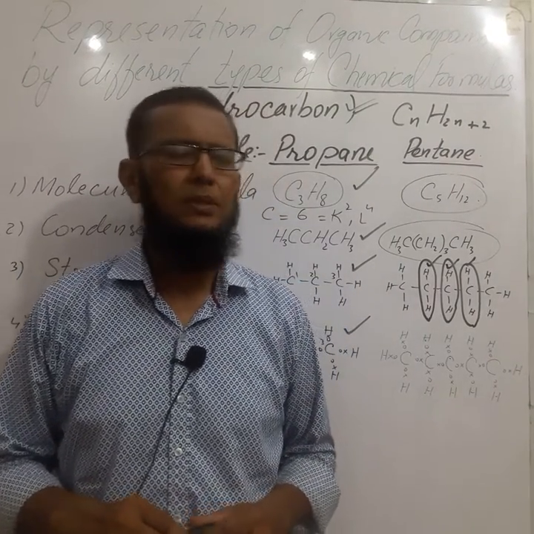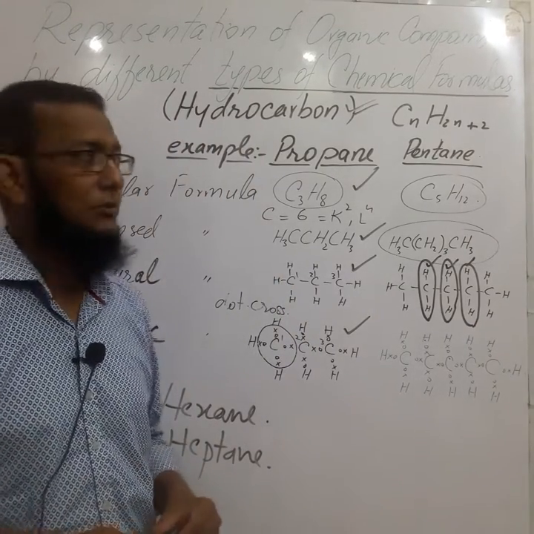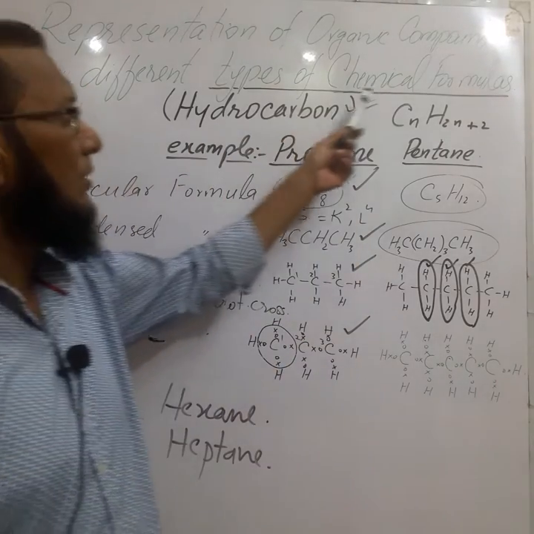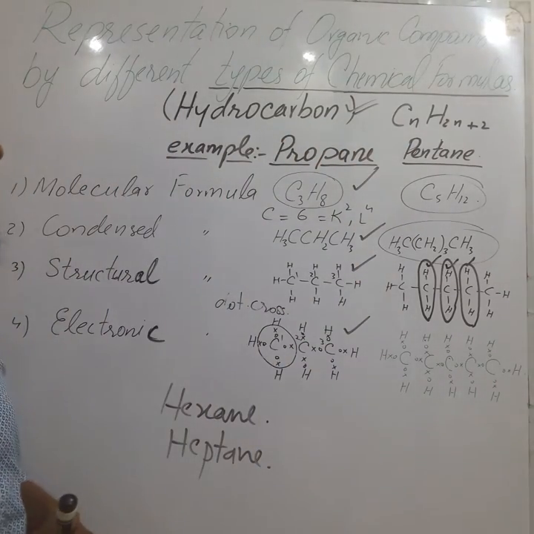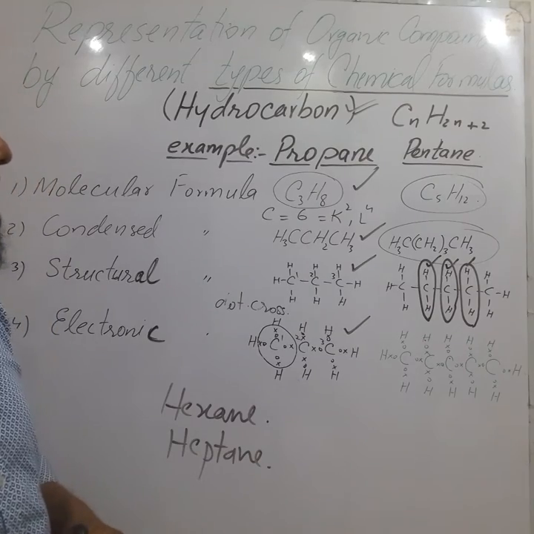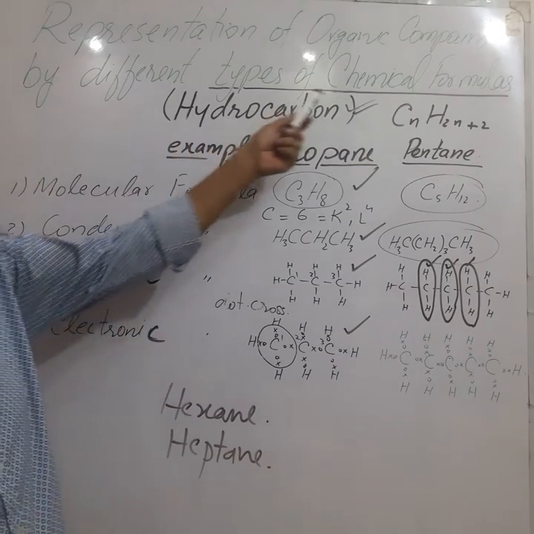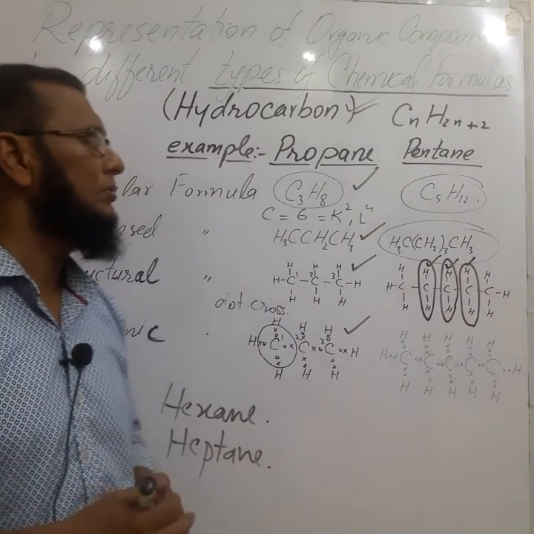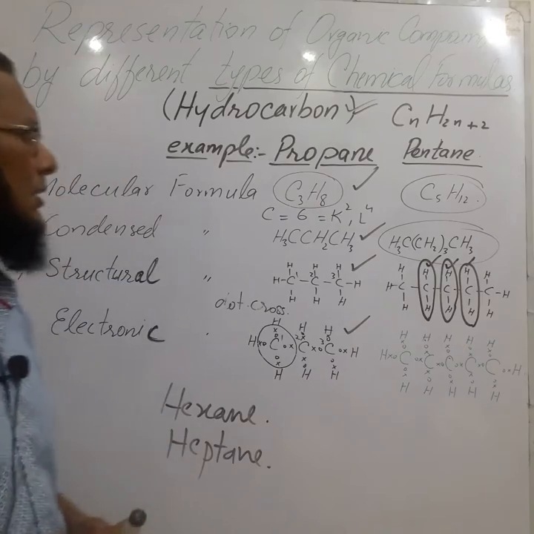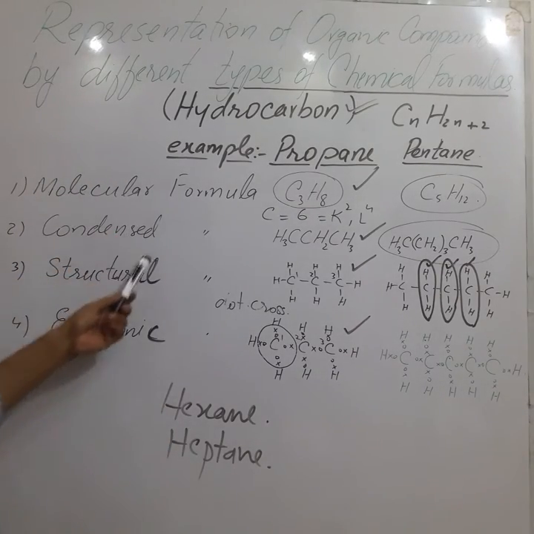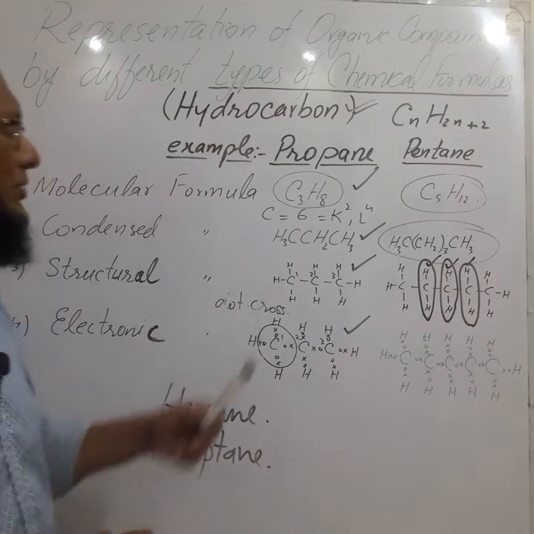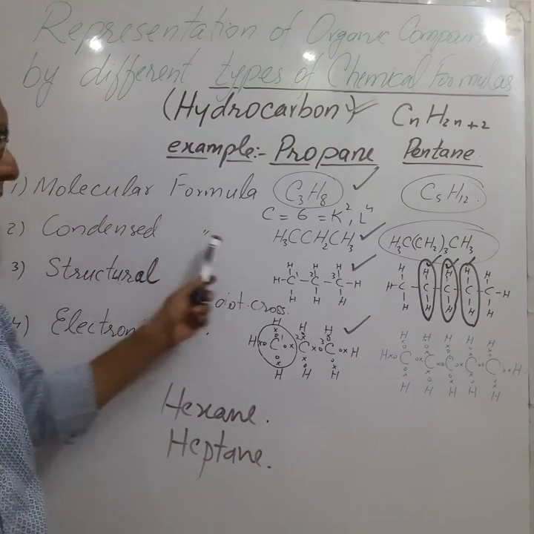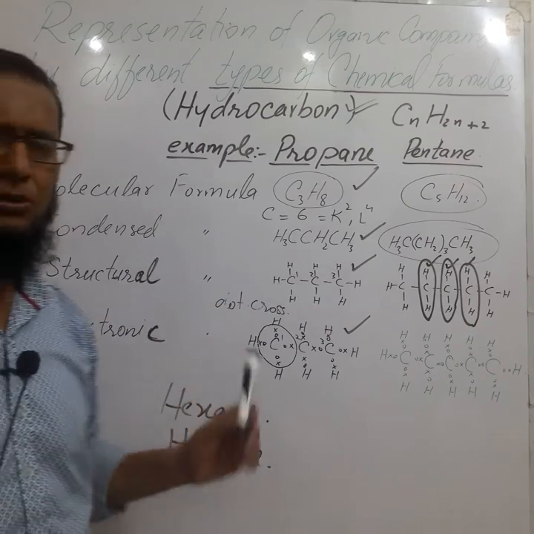Bismillahir rahmanir rahim. Today we have to discuss the representation of organic compounds by different types of chemical formulas. In this topic we will discuss the types of chemical formulas by which we can represent any organic compound, especially a hydrocarbon. There are four types: molecular formula, condensed formula, structural formula, and electronic formula.